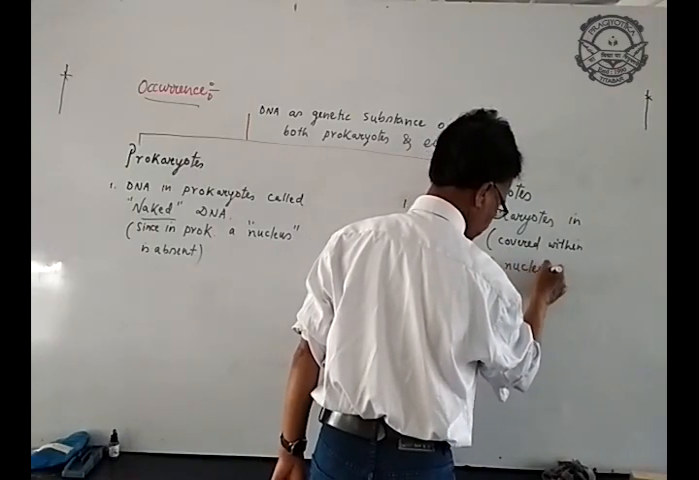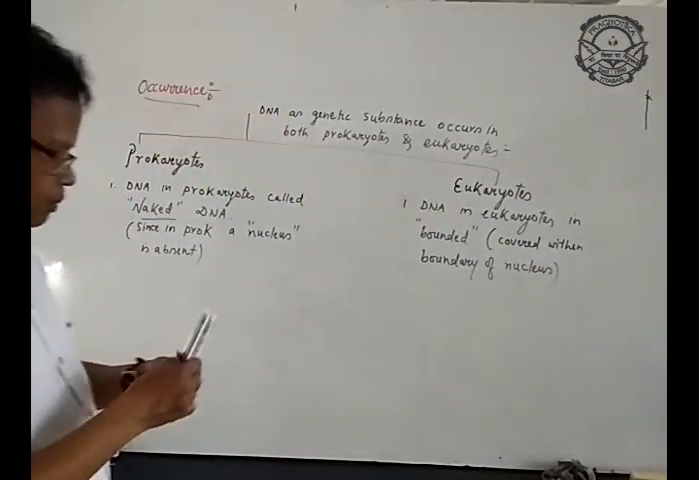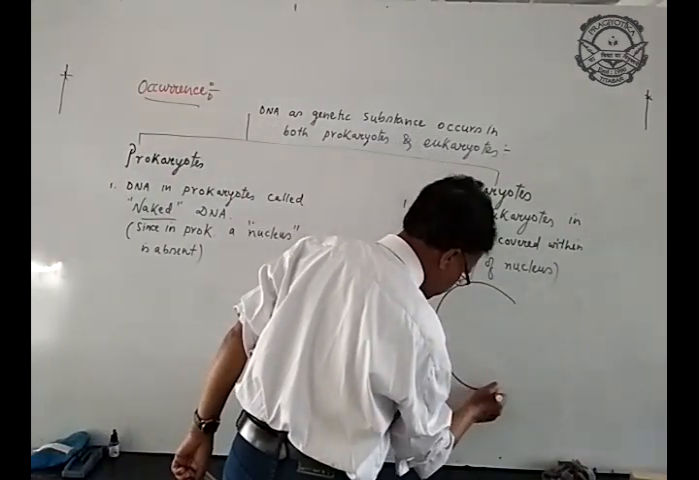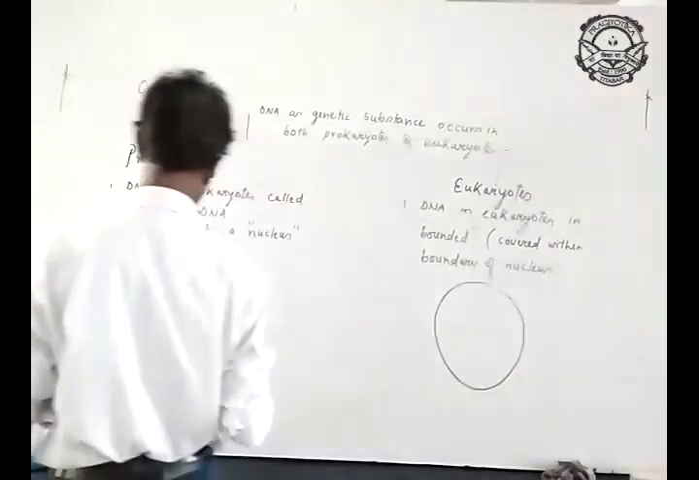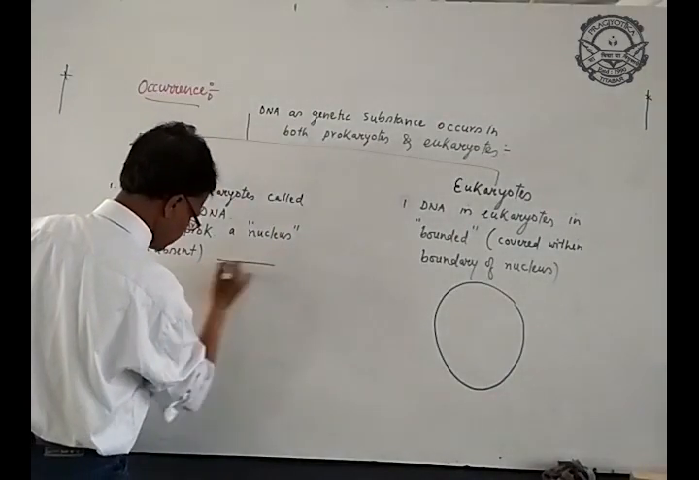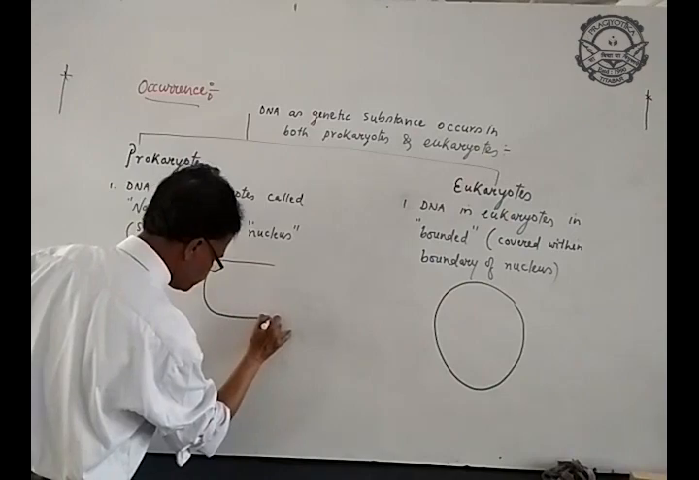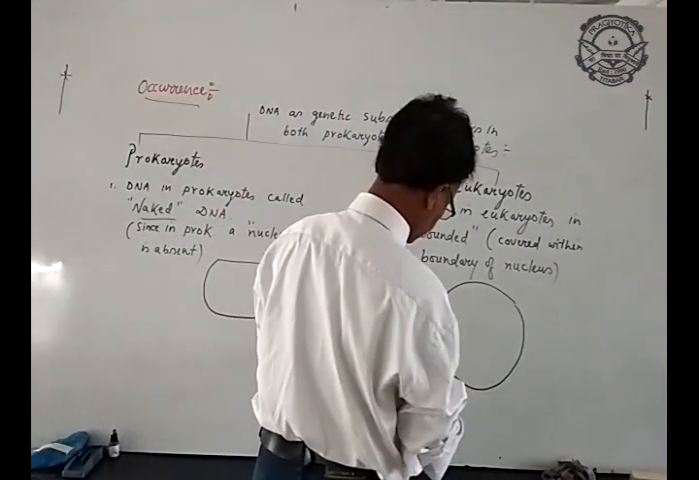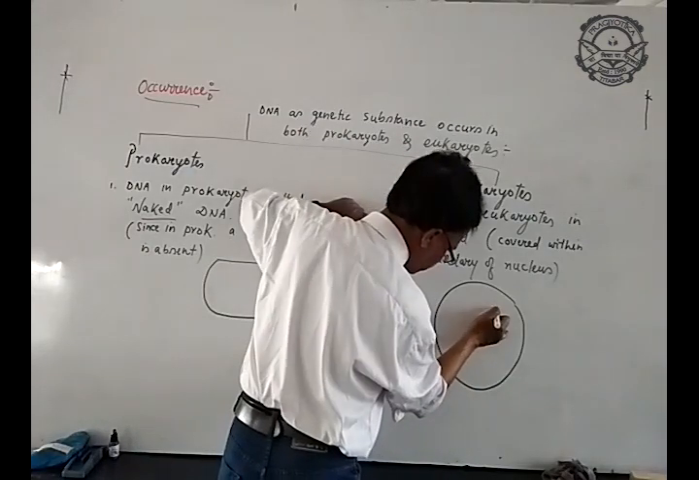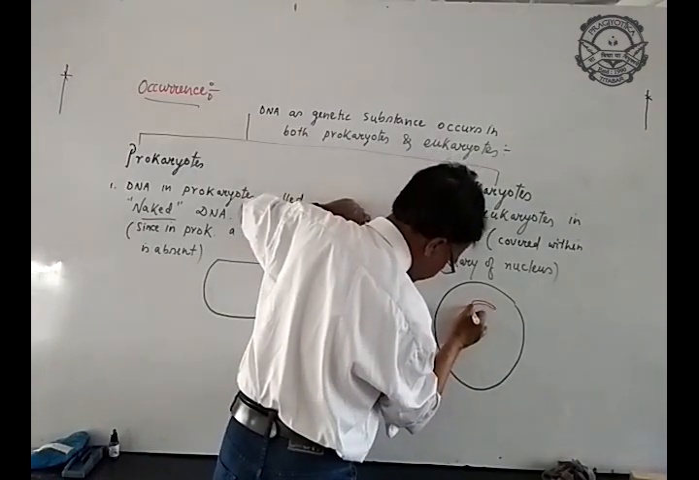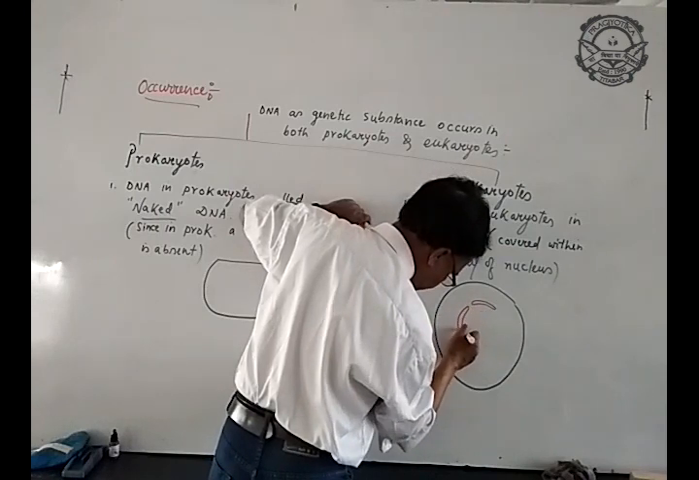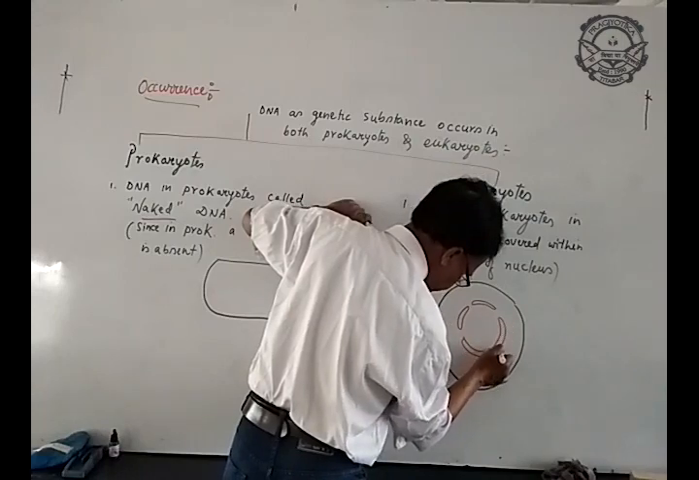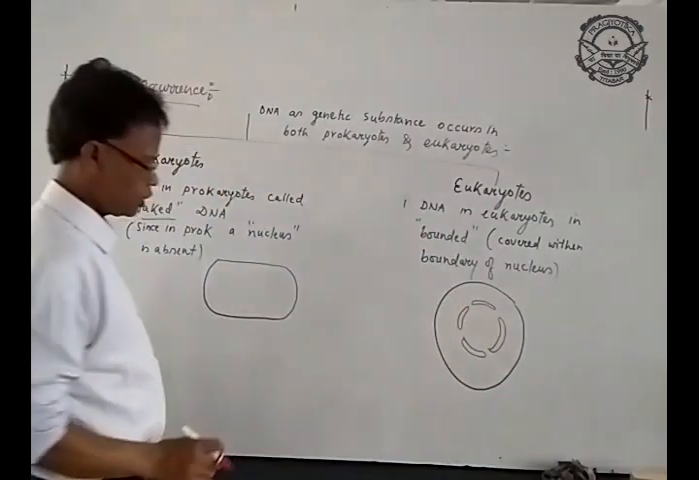Suppose this is a eukaryotic cell. I am drawing a lump sum diagram of the prokaryotic cell, and this is a lump sum diagram of a eukaryotic cell. In a eukaryotic cell, you will find a well-defined nucleus having a well-defined nuclear envelope. This is the nuclear envelope. This is the nucleus.